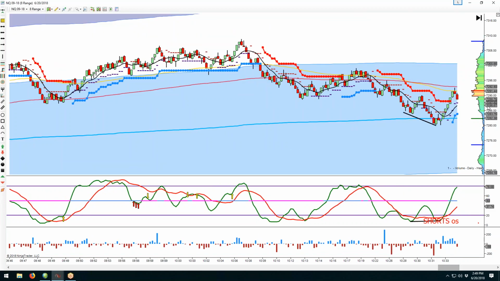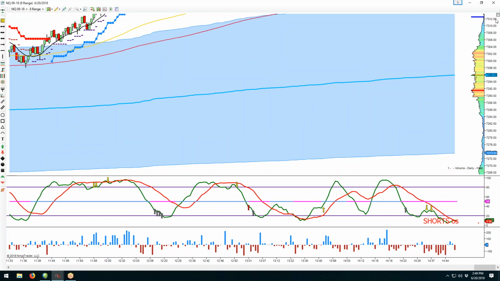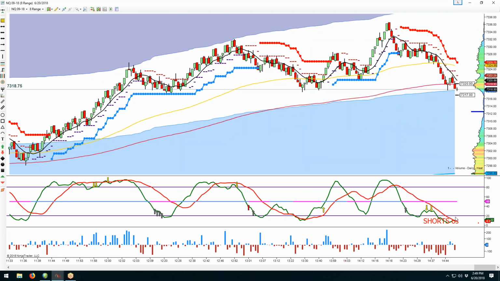Let me just go to the end of the day here, basically where we're at right now. So you can see it's real time, and you'll be able to tell when you're getting divergence as it's forming. I can't show you any right now because we really don't have any. We might get some here, but we're at the high value area here.